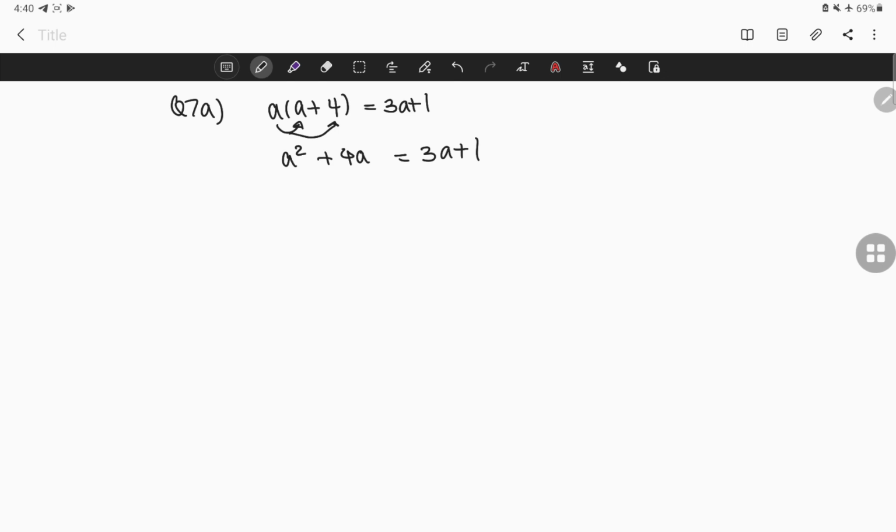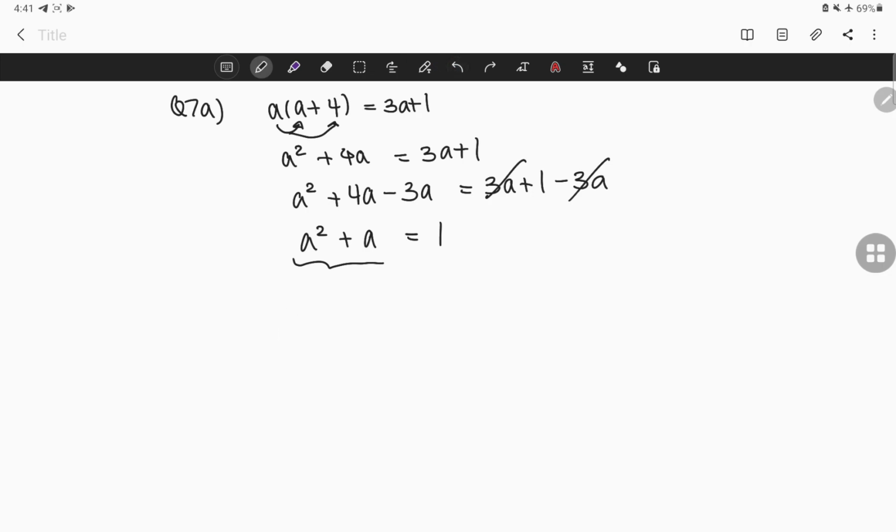Next, I can subtract 3a on both sides of the equation so that all of my terms that contain a would be on the left hand side of the equation. So I have a squared plus 4a minus 3a, that is equal to 3a plus 1 minus 3a. So since there's 3a here and 3a here as well, I'll cancel them out. And then next I will get a squared plus a, and this is equal to positive 1. Next, I will complete the square for this expression over here.